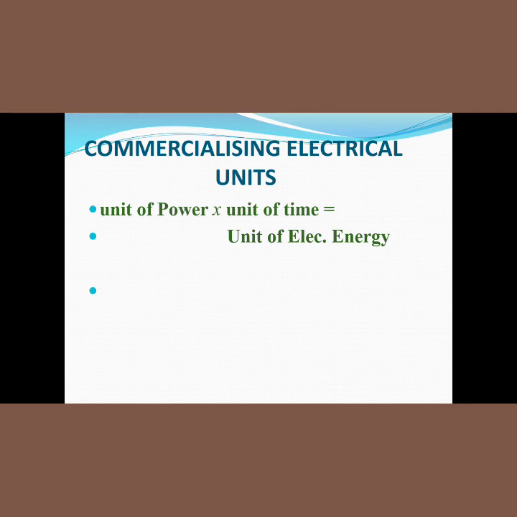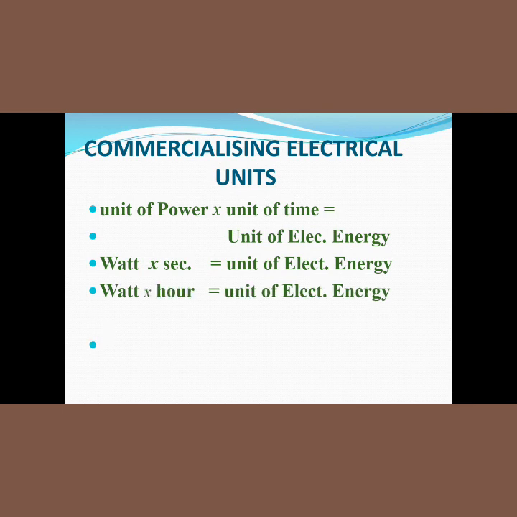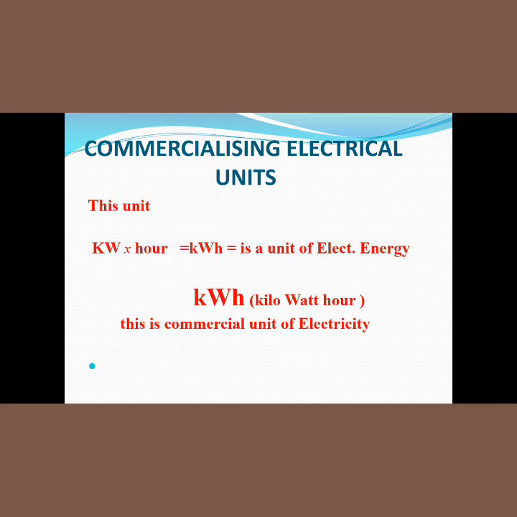Let us now put watt in place of power and seconds in place of time. This product is also a unit of energy. Let us now replace second by hour, then the product of watt and hour is also a unit of electrical energy. Finally, replacing watt by kilowatt, kilowatt multiplied by hour will also give rise to a unit of electrical energy. Thus, kilowatt hour is a much utilized commercial unit of electrical energy.